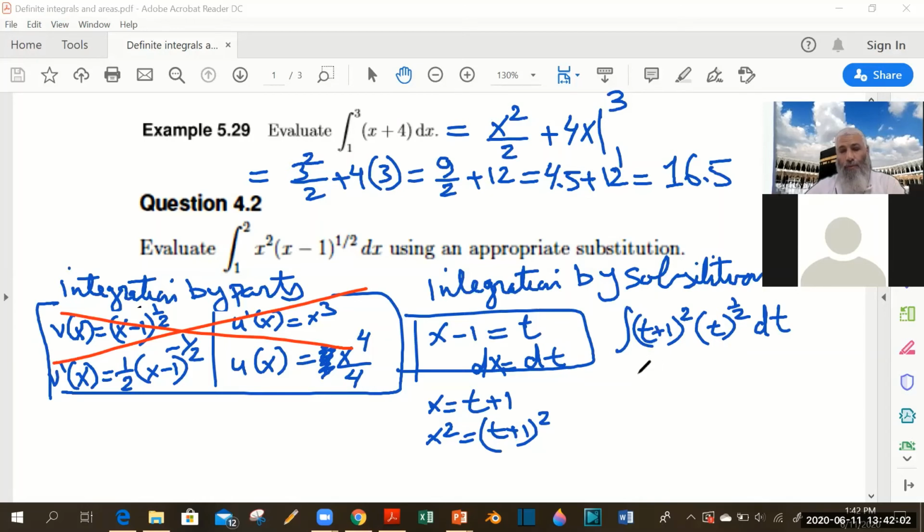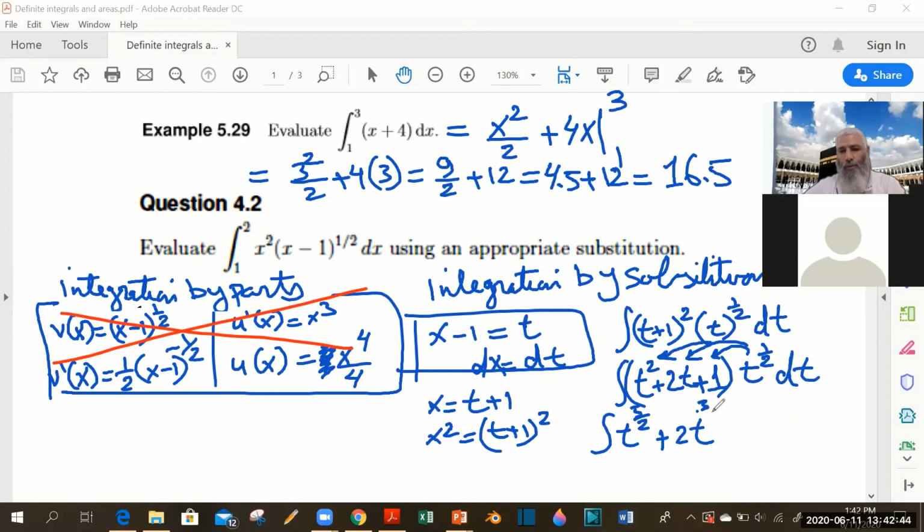So here we also need to expand, like FOIL. t squared, the first squared, plus the second squared, plus first times second times 2, which is t times 1 is t, times 2 is 2t. Multiply t power 1/2, dt. Now we multiply this here and here and here. So then it's going to be t power 5/2 plus 2t power 3/2 plus t power 1/2, dt.